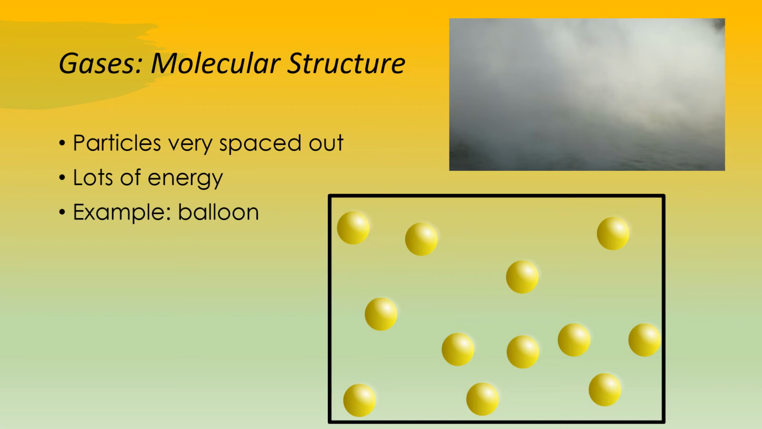So basically what's happening is if we had a box here like we do on the screen, or if you had a closed container like a balloon, that's probably a really easy example to envision. The particles in there are just bouncing around like crazy. They're moving really, really fast because they're spaced out, and all that space and all that movement gives them a lot of energy. And they're going to go wherever until something stops them.